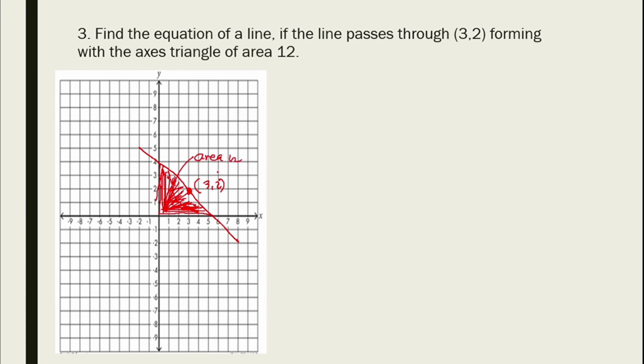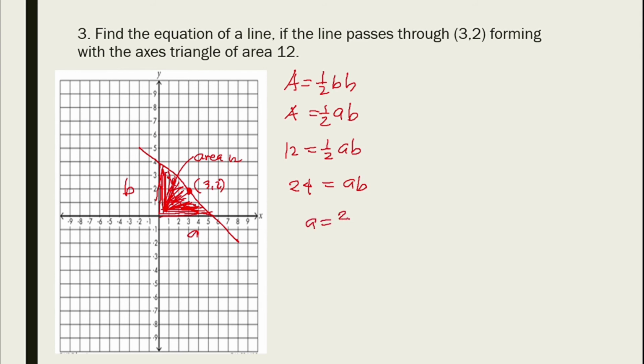Since the area of a triangle is equal to 1/2 base times height, what is our base here? Area is equal to 1/2. The base is OA here. This is OA and this is OB. So A and B. So we have the area of 12 is equal to 1/2 AB. Cross multiply, 24 is equal to AB. So the value for A is equal to 24 over B. So it passes through (3, 2).